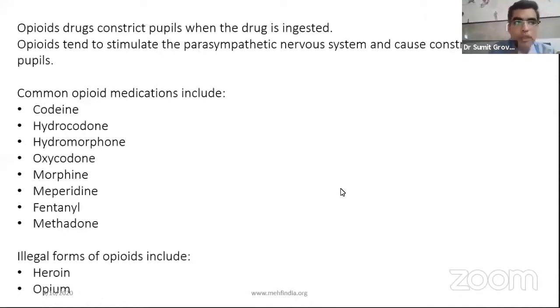Then opioids are the drugs which constrict the pupil. The common opioid medications include codeine, hydrocodone, and these are very common drugs. You will find them as a constituent of many cough syrups, which are used for the dry cough. Morphine, fentanyl, which is again a muscle relaxant used in anesthesia, methadone, and some illegal forms of opioid include heroin and opium, which are, I think, very common.